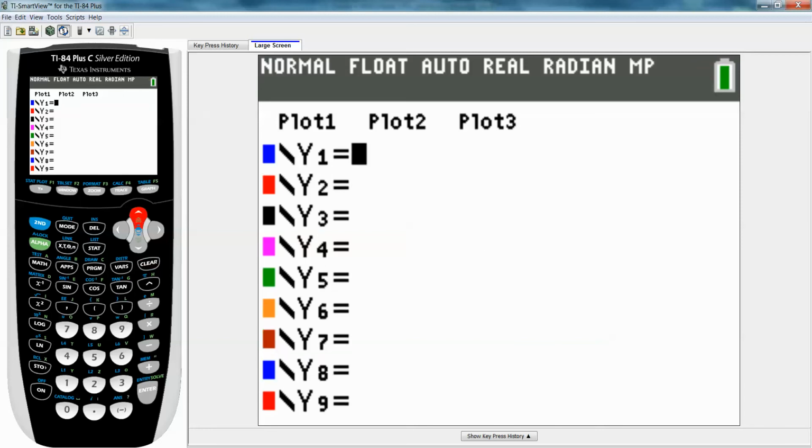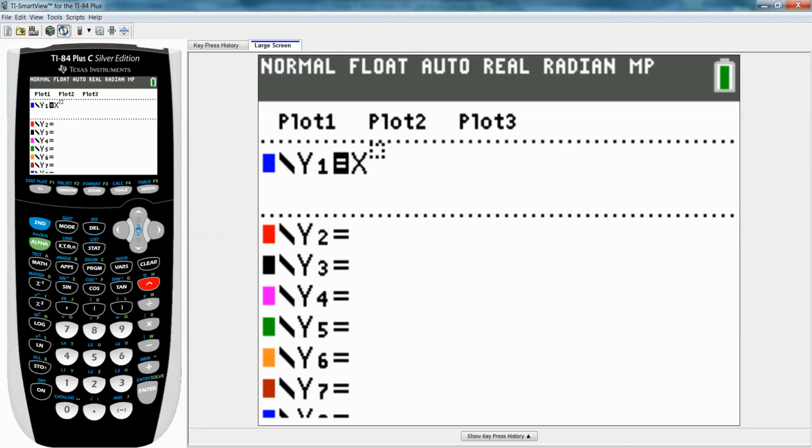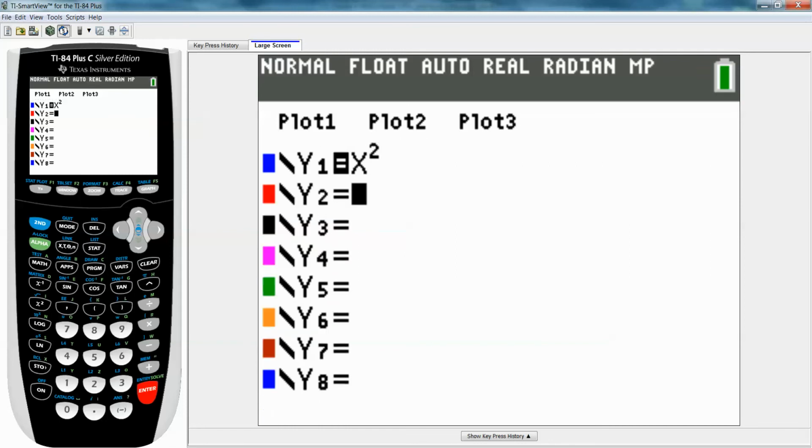And now I'm going to type in my function, which is really simple. It's x, which is this button right here, the X,T,theta,n button right there. That one. Right? It has the word link above it. And then you're going to square it. You can either use the x squared button down here on the left above the log button, or you can use caret 2. Either way, you've got a function.